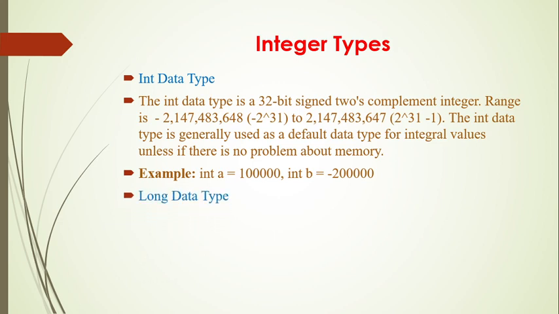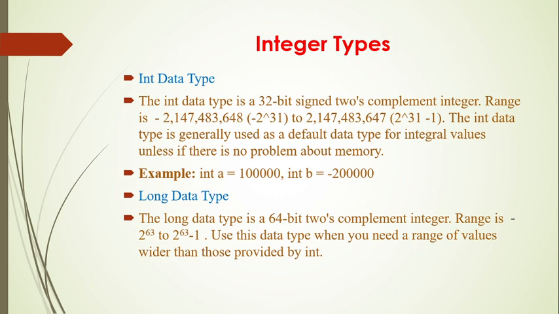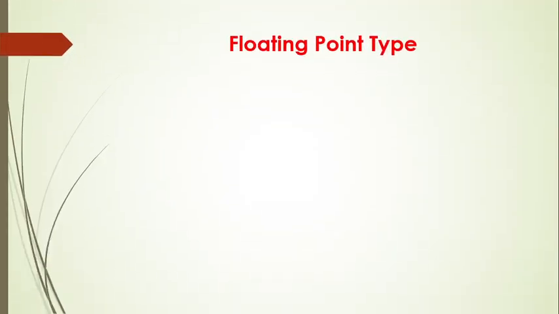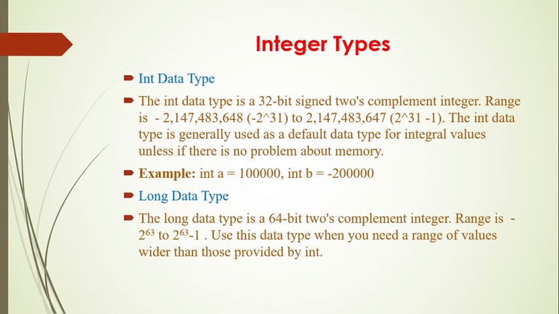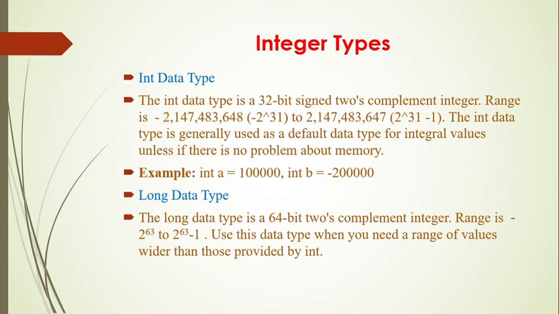Next is the long data type. The long data type is a 64-bit two's complement integer and its range is minus 2 to the power 63 to 2 to the power 63 minus 1. This data type is used when you need a range of values wider than those provided by int. For example, if you want to use a big sum of integers, in that case we use the long data type. Where we can't use int, only then can we use long.